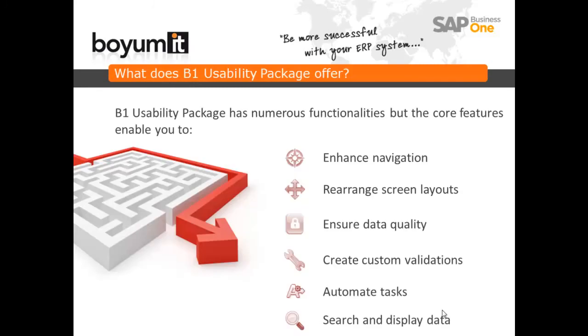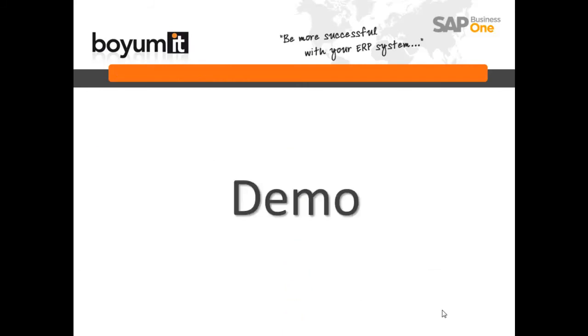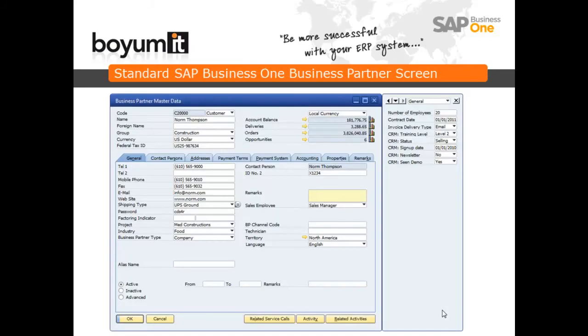So what exactly does the B1 Up do? Well, the development possibilities with the usability package are only as limited as your imagination, but the core functionality is based around 6 features. These features enable you to enhance the way you move around Business One, placing buttons to trigger processes, launch applications, and move to other screens. You can rearrange your screen layouts, hide, create, and move fields, make certain fields mandatory, create your own validations, automate tasks, and search your entire database with a Google-style search facility. Now to show you how easy the B1 Up is to use by demonstrating some of these features in action.